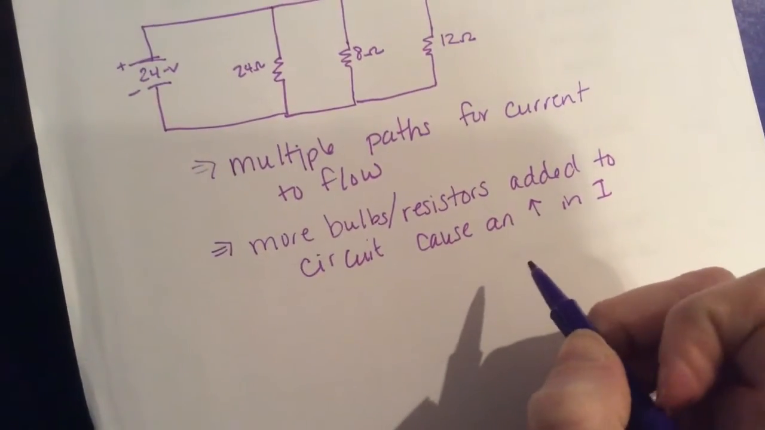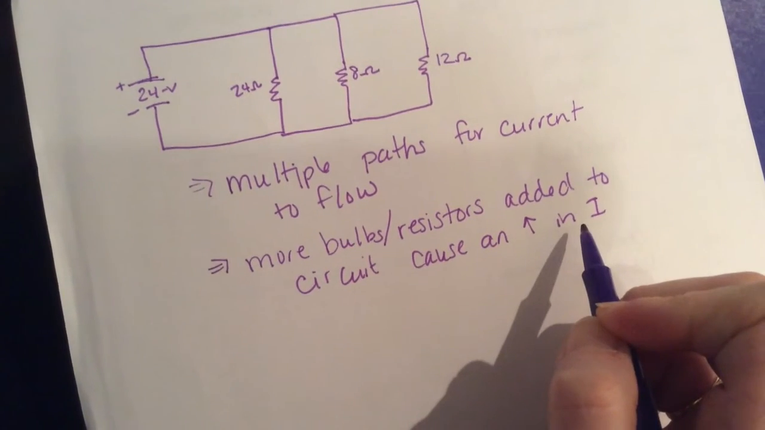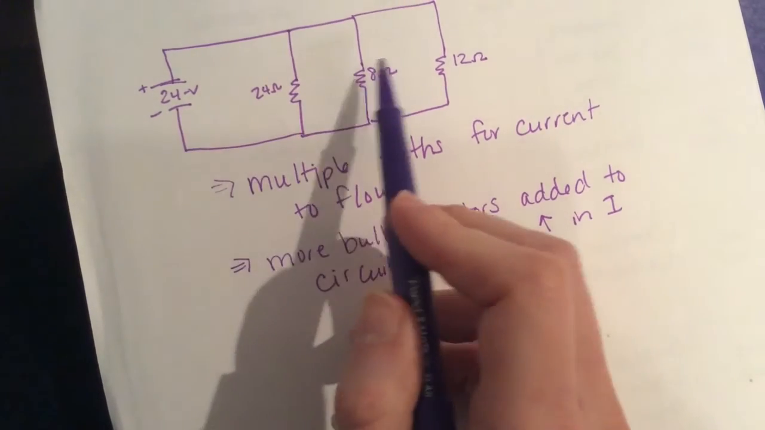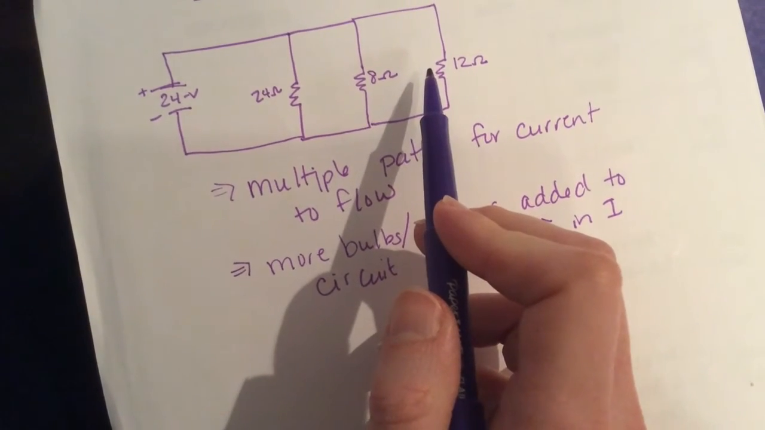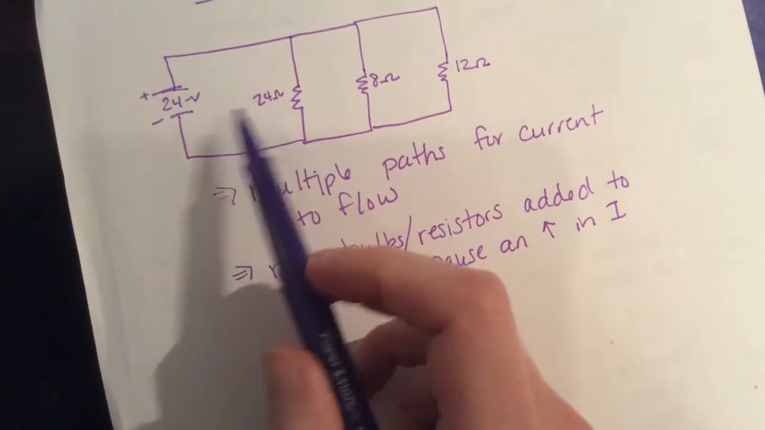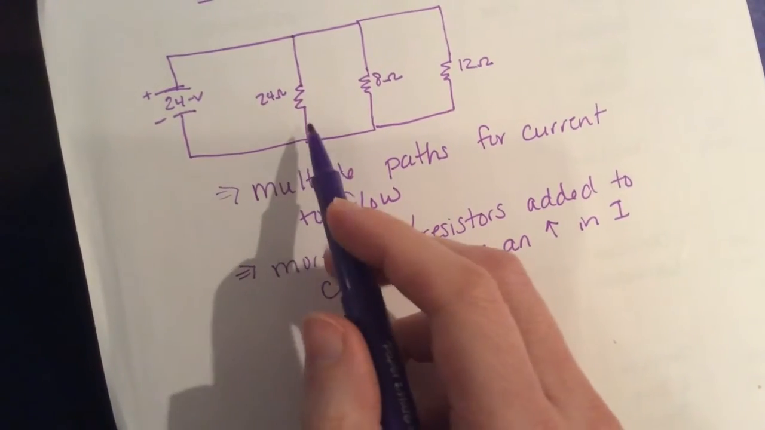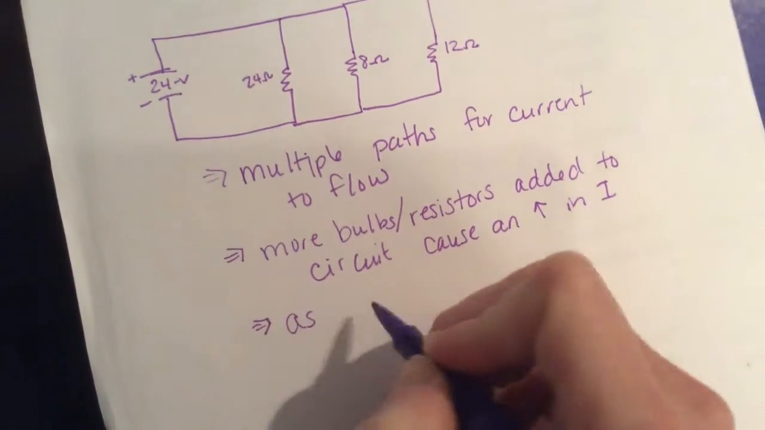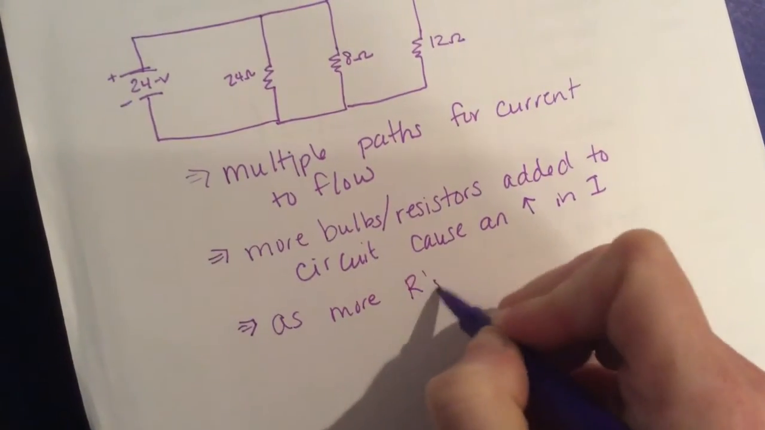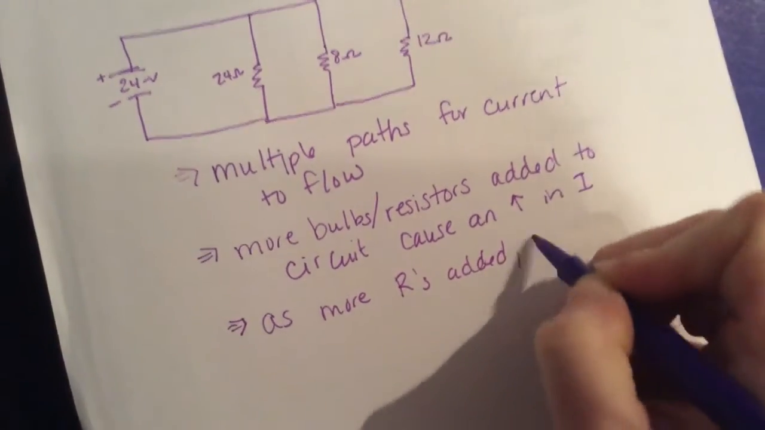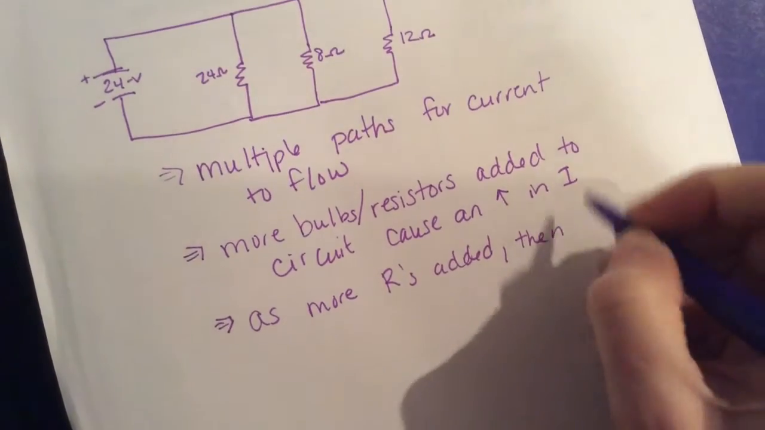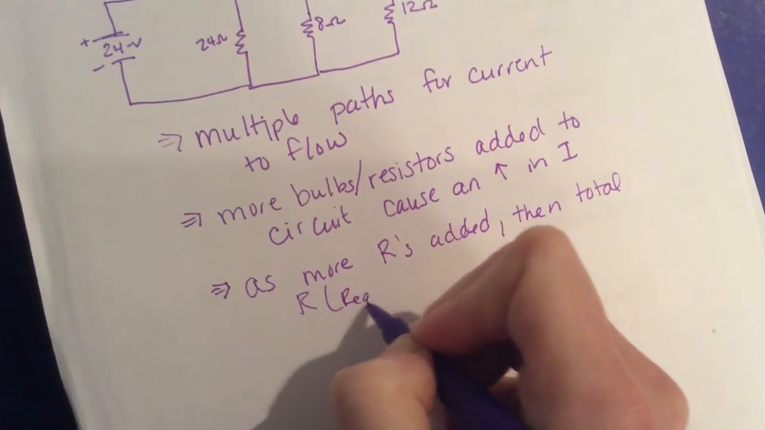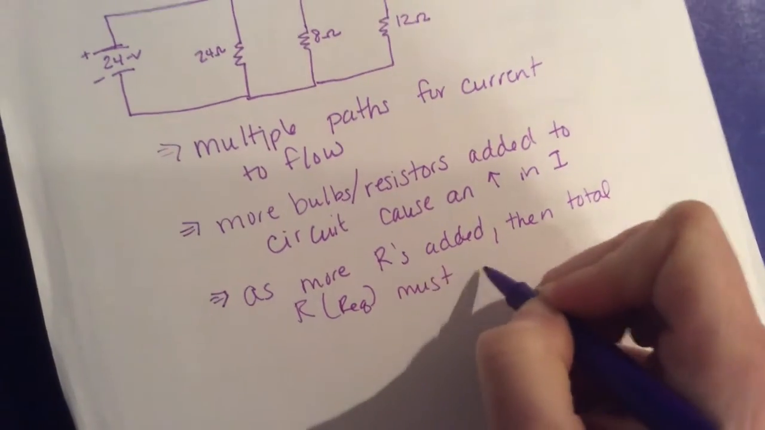Now, here's the other thing you need to think about. If you have an increase in current, your voltage stays the same for the battery, and it's becoming easier, what does that mean for resistance? Well, remember, if voltage is the same, current and resistance have an inverse relationship. So as more resistors are added, total resistance, or your REQ, must decrease.